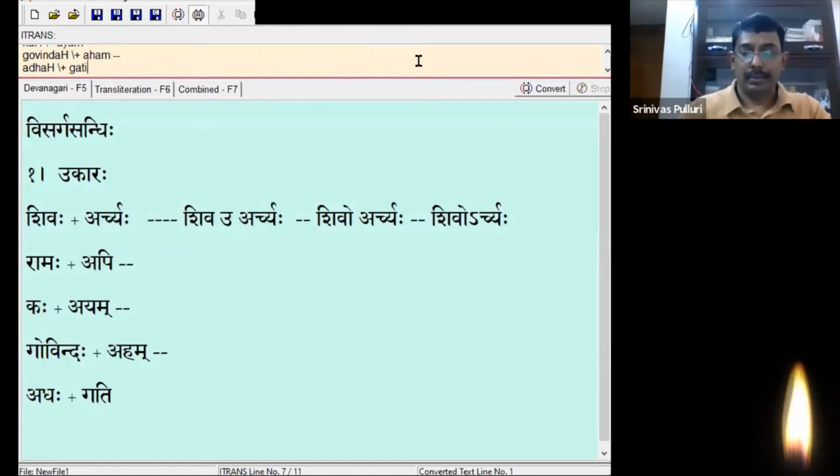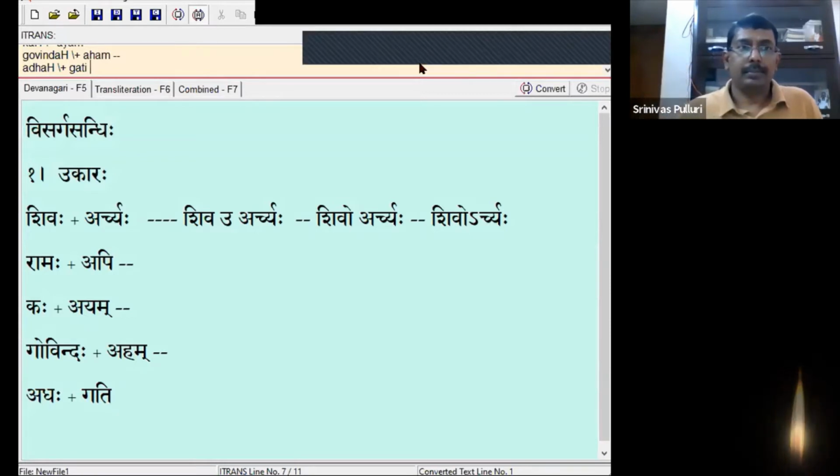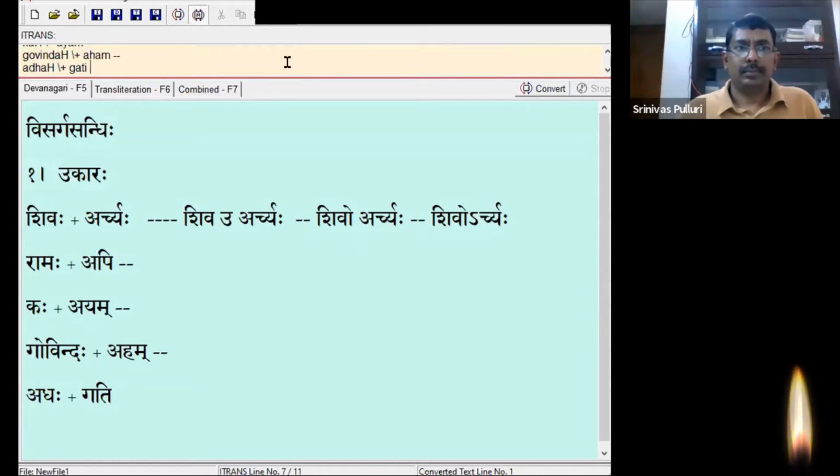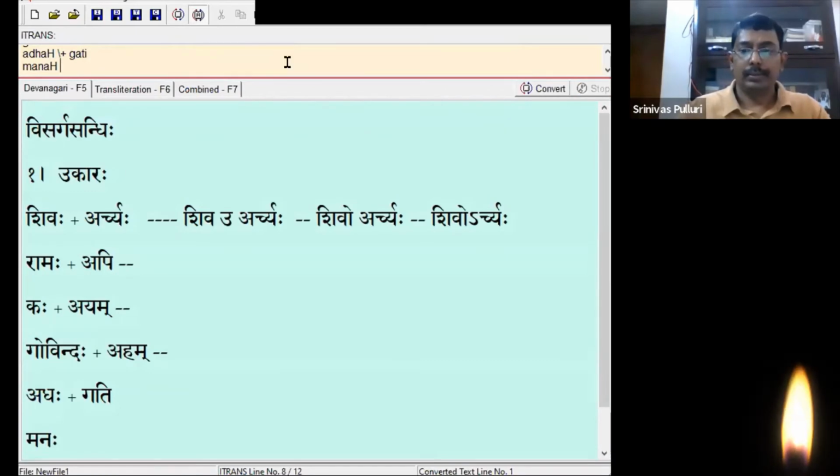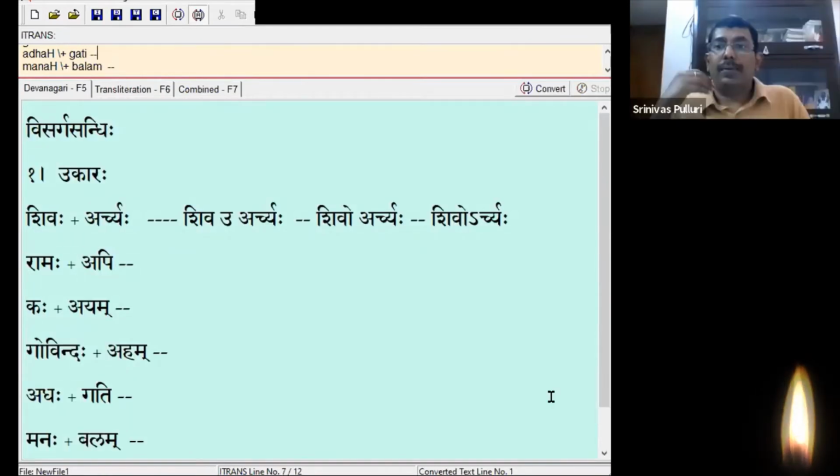Adaha plus gati with a soft consonant. And a well-known word, manaha plus balam. Soft consonants are called mrudu vyanjanani in Sanskrit. Proper technical word, mrudu vyanjanani.